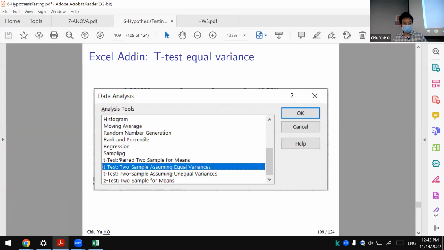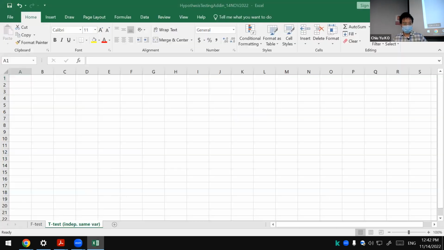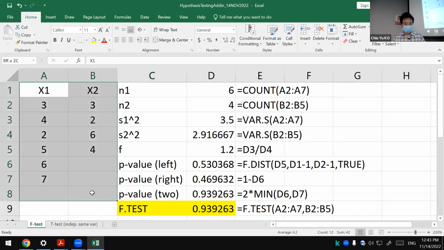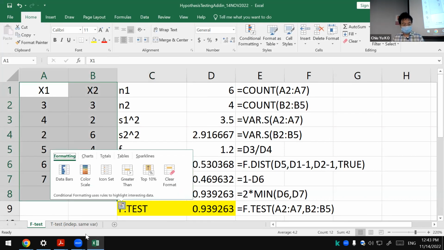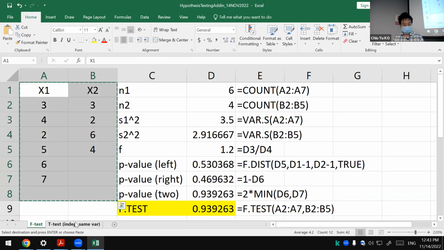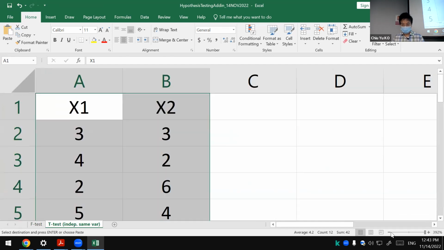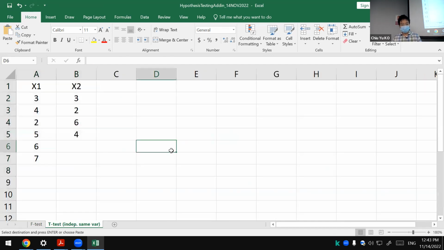Let's check it out. It's exactly the same data there, so I can simply copy it here. So this will be the data I'm using. I think last time I showed you how we do it using the Excel function. So what I'm doing here is using an add-in function to do it.